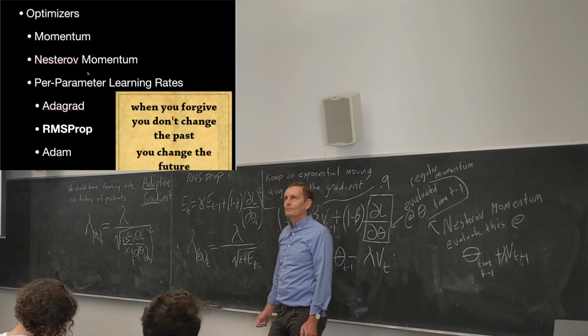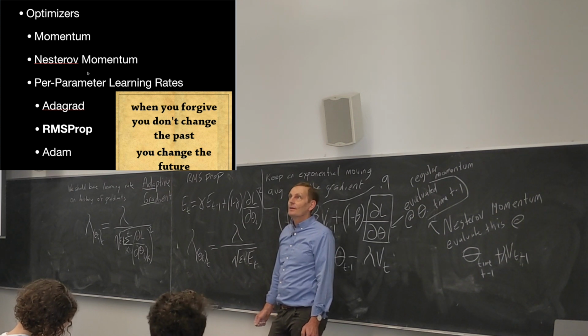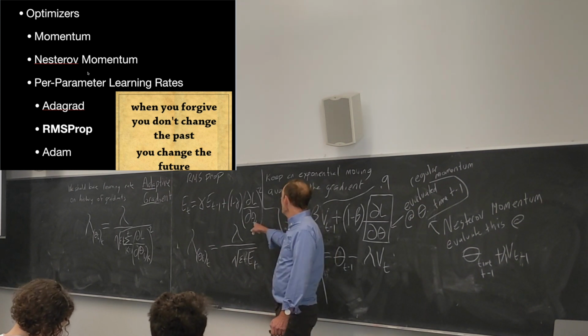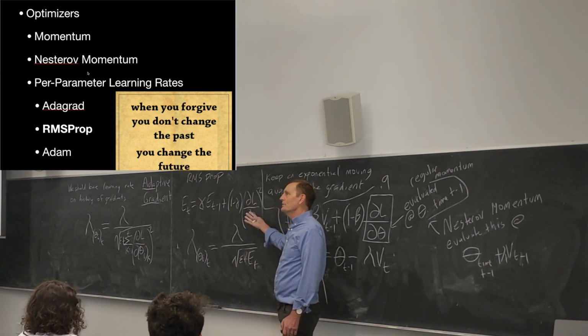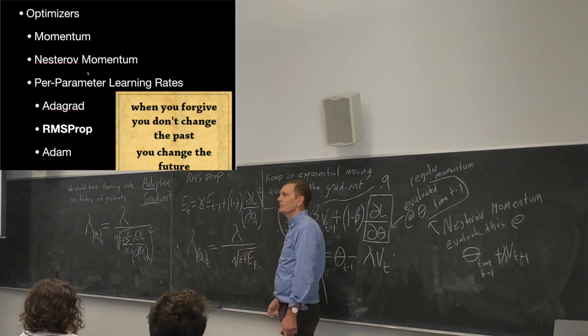Other question? I guess without the square, we might be affecting the learning rate by large values here more than we would want. So we're kind of dampening it.